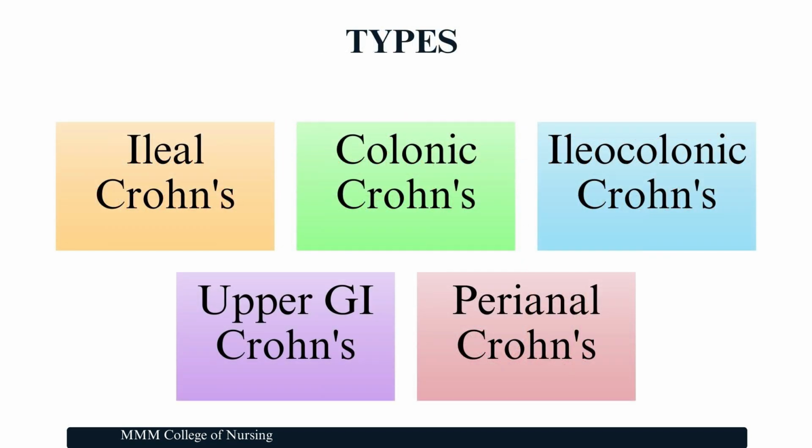Next, types of Crohn's disease. According to the location, there are five types: ileal Crohn's, colonic Crohn's, ileocolonic Crohn's, upper GI Crohn's, and perianal Crohn's. The first one is ileal Crohn's, which affects the ileum, the lower part of the small intestine. Next is colonic Crohn's, which affects the colon, the large intestine. Ileocolonic Crohn's affects both the ileum and colon. Upper GI Crohn's affects the esophagus, stomach, and duodenum, the upper part of the small intestine. And the last one is perianal Crohn's, which affects the area around the anus.